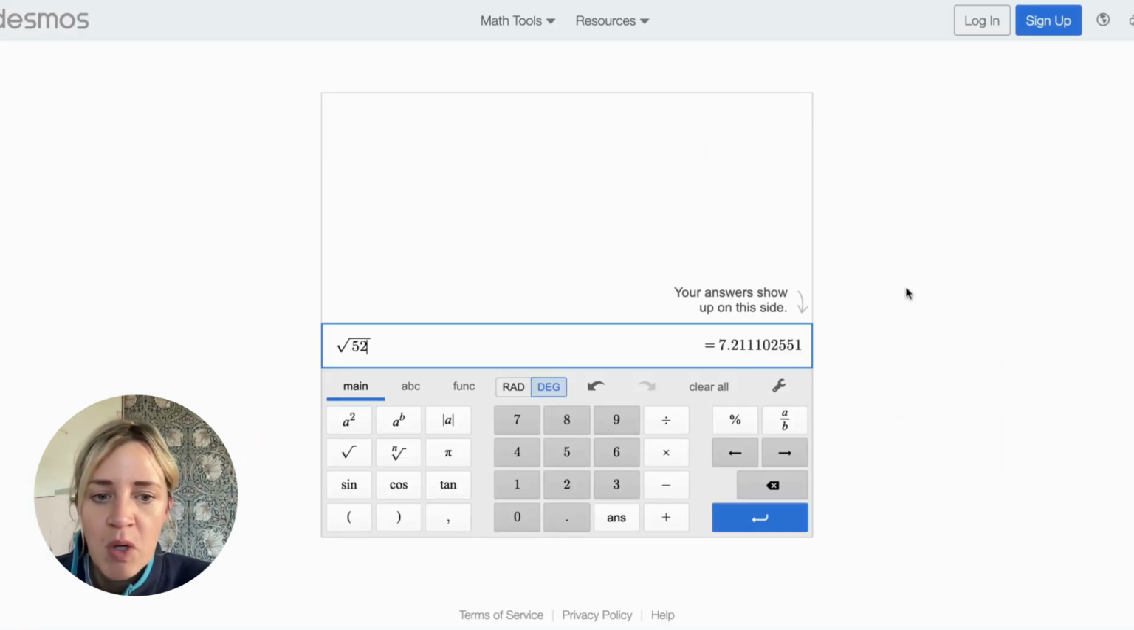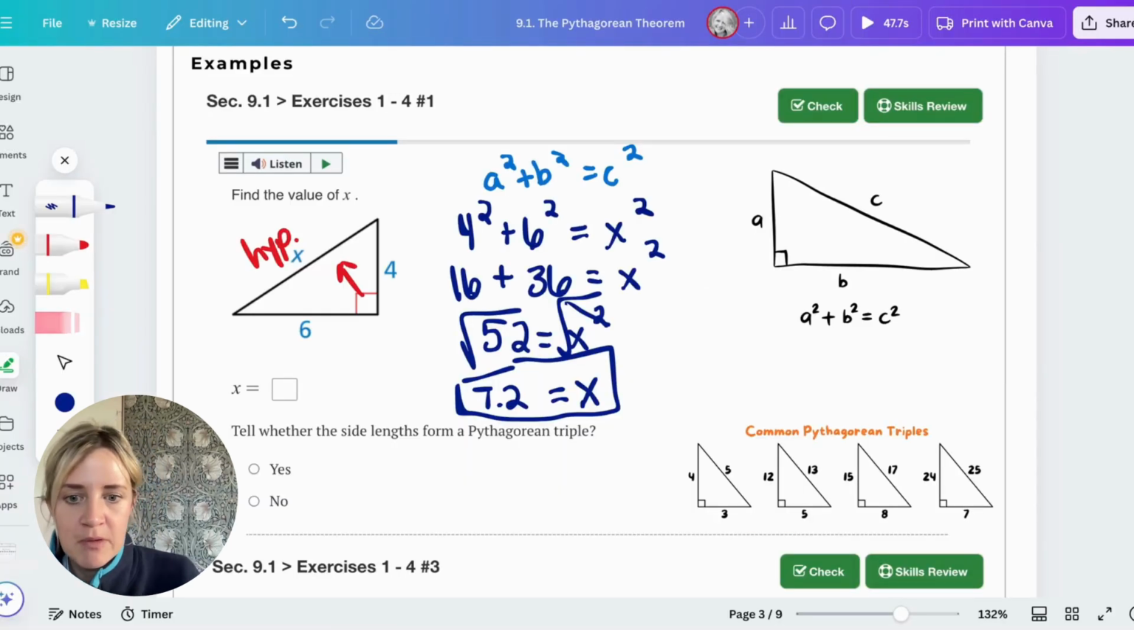7.2111025551 actually goes on and on, probably even further than that. So it's not a whole number. It is rounded. So it is not a true Pythagorean triple. It didn't work out perfectly. And so anytime you get a decimal, just know that it's not going to be a Pythagorean triple. Or you can look at these. These are your Pythagorean triples. It's not one of those. So the answer is no.